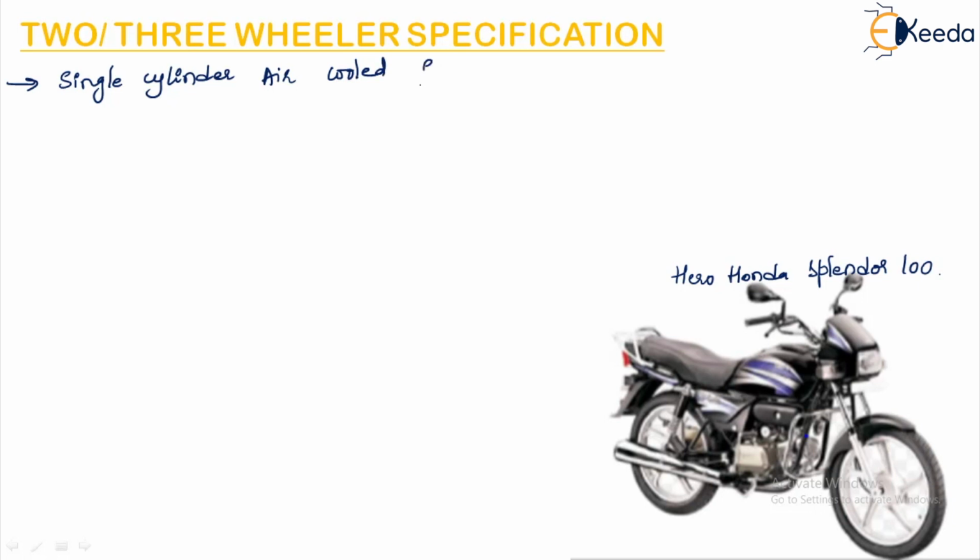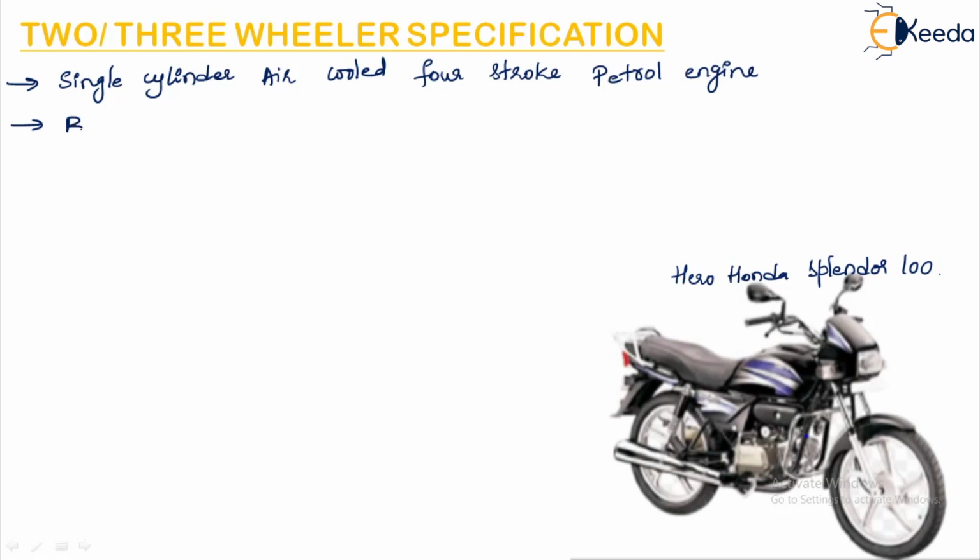So here I have taken an example, the Hero Honda Splendor 100. So we can see a bike. This is Hero Honda Splendor 100. So here, how do you specify this vehicle? It is a single cylinder, air cooled, 4-stroke petrol engine, same as that of the Suzuki Axis.